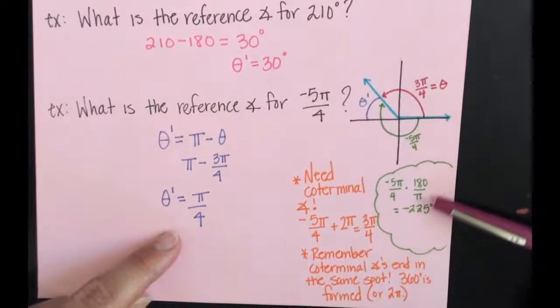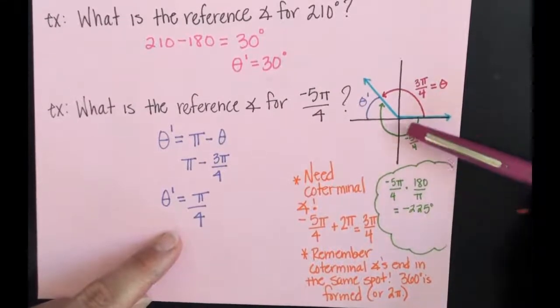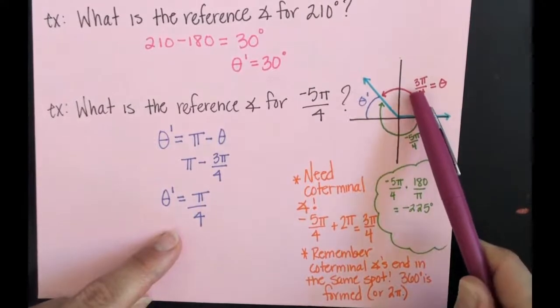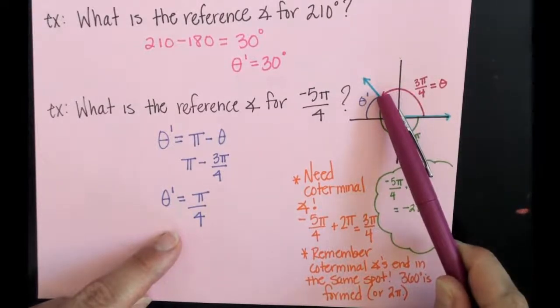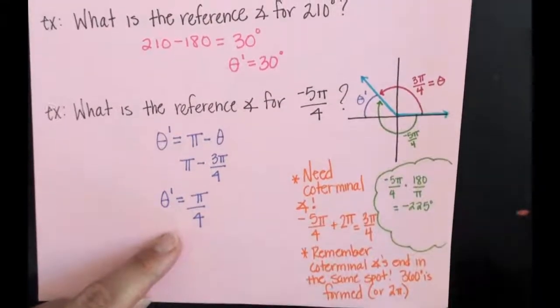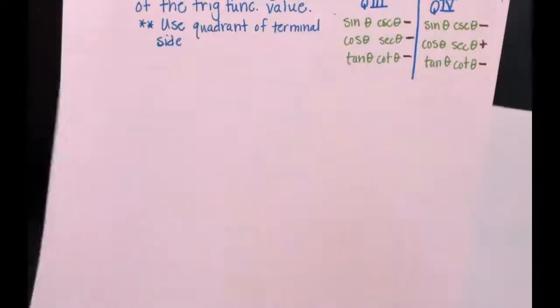So that's why I showed you how I knew where to go by changing it back to degrees, just so that I can get a visual, figure out what that positive measure would have been, that coterminal measure, and then we can calculate what that reference angle is. So how is this all going to work together?